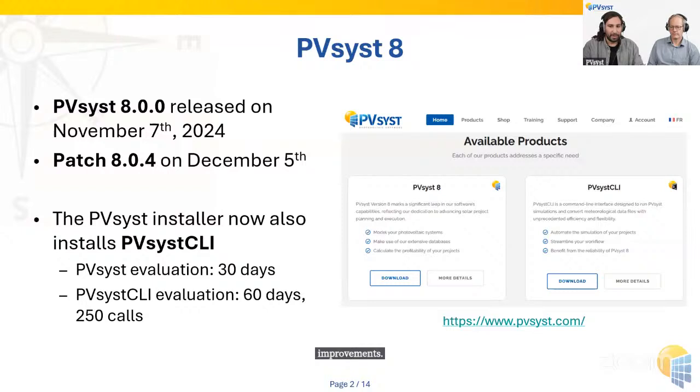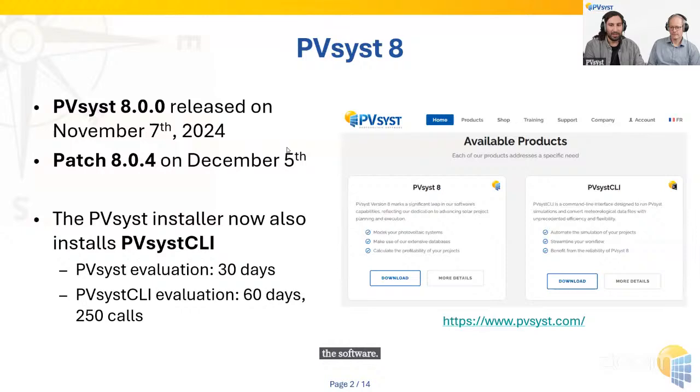PVsystCLI 8 is available on our website. It's very easy to download. You can visit the page that is on the slide. There you will find an installer that will install both PVsystCLI 8 and PVsystCLI. PVsystCLI will be completely presented by Bruno a bit later, but I just want to say that both products can be evaluated. Once you download and install them, you have 30 days to use PVsystCLI with full features and 60 days to use PVsystCLI within the limit of 250 calls. So you can just start right now and download the software.